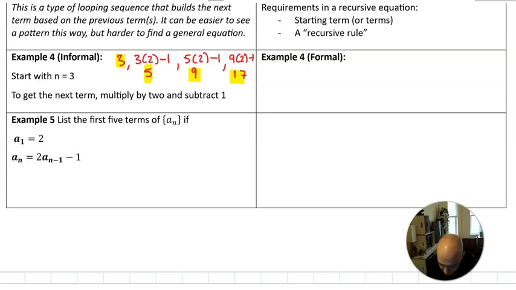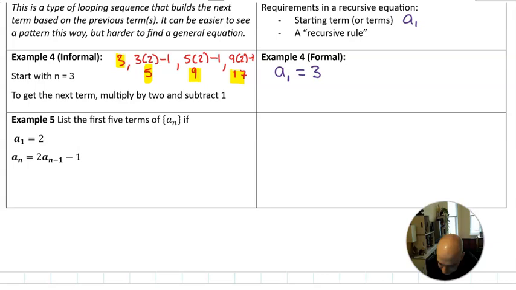Well, we have to include two things. We have to include the starting term. We have to say, where are we starting? So the way we do that is we just say a sub 1 equals, and we say what the term equals. Remember, a sub 1 was our notation for the first term. And that's the starting term, a sub 1.